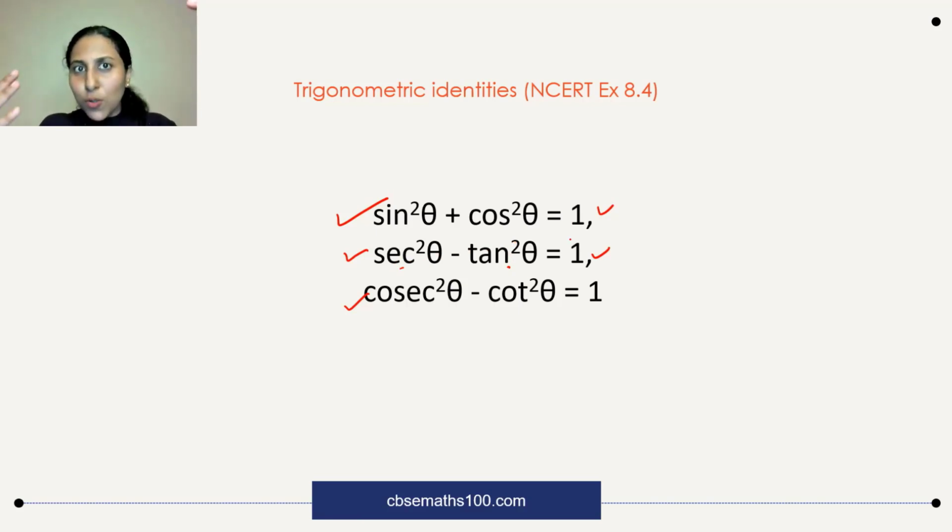All the other variants also you please remember. Sec square is equal to 1 plus tan square theta. Cosec square theta minus cot square theta is 1. That means cosec square theta is 1 plus cot square theta. Okay. So remember all these forms of the trigonometric identities also in the questions.